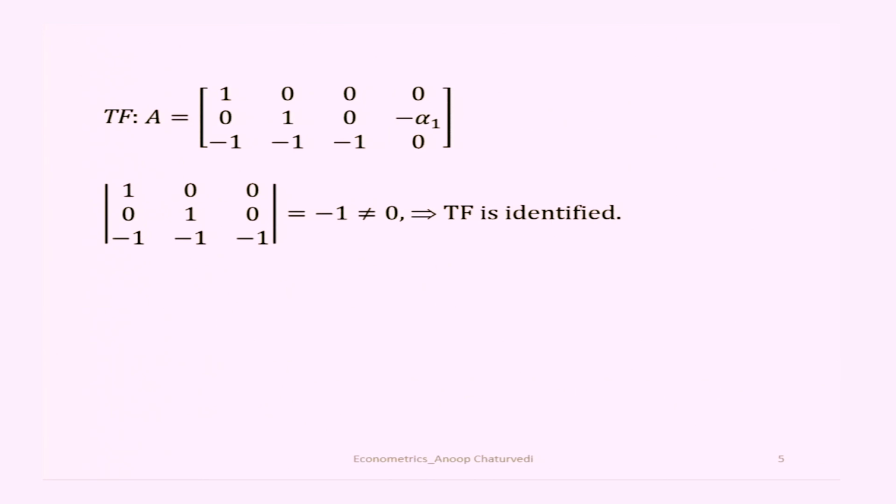For the third equation, the taxation function, now you can easily obtain A is equal to this. Again, you can get a submatrix of order 3 by 3, which has determinant value minus 1. This determinant value is not equal to 0. So, again TF is identified.